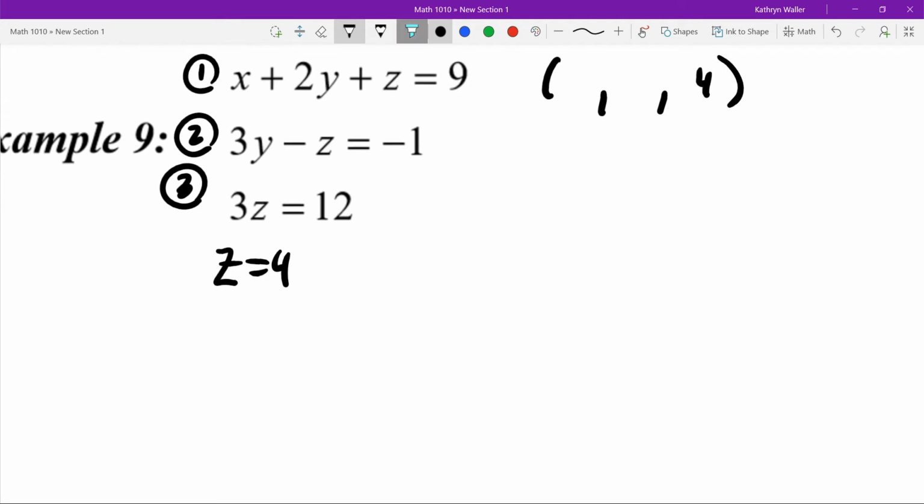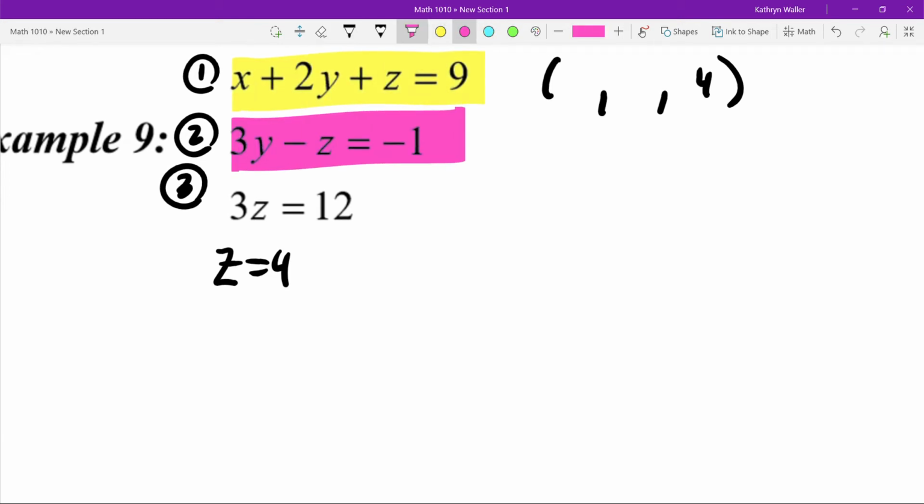Now look at the two equations that I have left. One is yellow and pink is 2. Where should I put the z? Where does it make more sense? Into 1 or into 2? Why into 2? Because it's like you're going back up to the middle. It's got 2 variables. I stick in a 4 for z. Now I only have 1 variable and I can figure out the y.